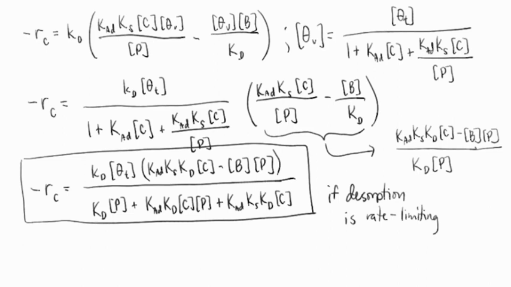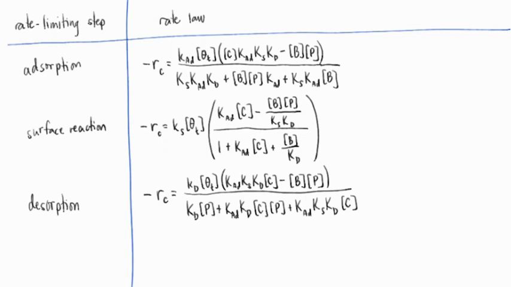And there we have it. We have derived three different rate laws for the same catalytic reaction. All we have to do is to choose which one of them is correct. Let me summarize the three rate laws. Here we have a summary of the three rate laws that we have derived, assuming each of these steps as the rate limiting. Let us go back to our presentation.